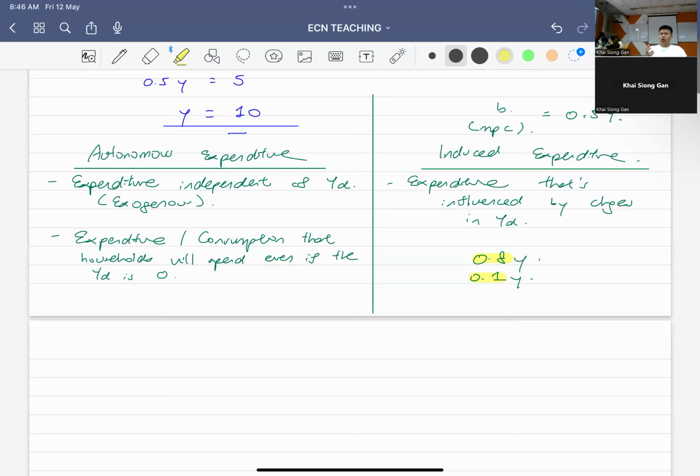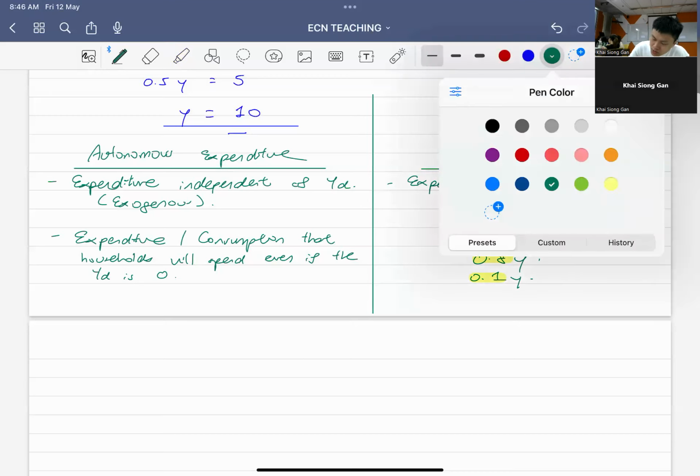So let's say your marginal propensity to consume is 0.1, in which for every $1,000 you only spend 10% of it. The rest 90% you're going to save in the banks. That means that you're actually not really desperate for money. So therefore, you might be slightly richer. Okay, so that's the answer for your question 2.